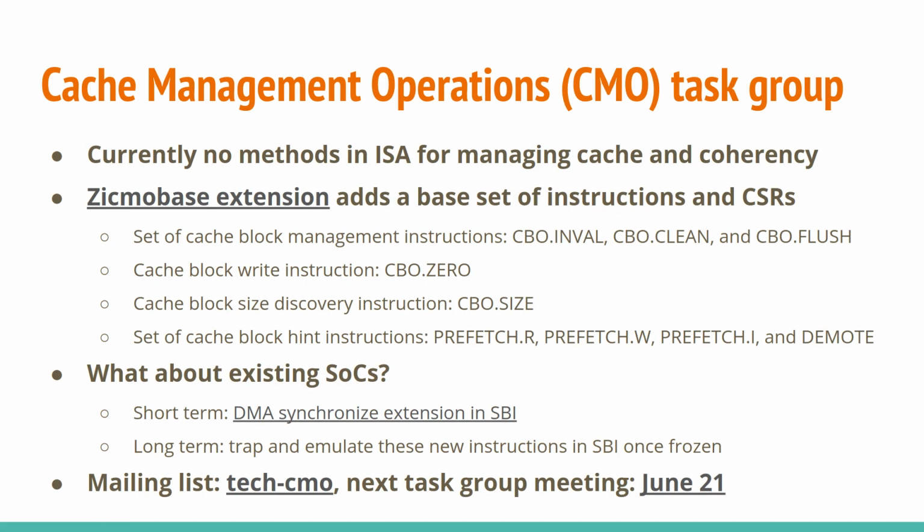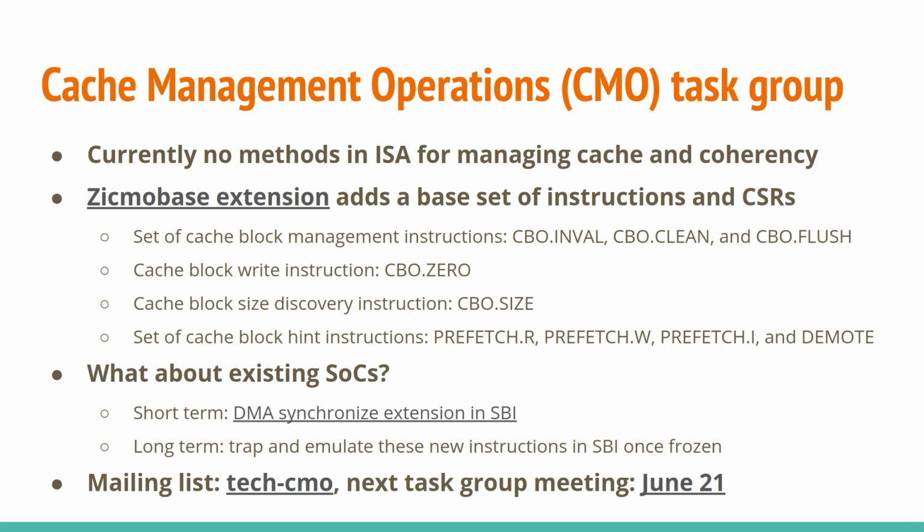Another thing of real world versus specification is the cache management operations task group. Currently there are no methods in the RISC-V ISA for managing cache and coherency. So the CMO task group has proposed an extension that has a base set of instructions and CSRs, which are control and status registers. This essentially allows management of cache blocks. You can see some of the instructions there. This is still in the works, and it probably won't be done anytime soon.